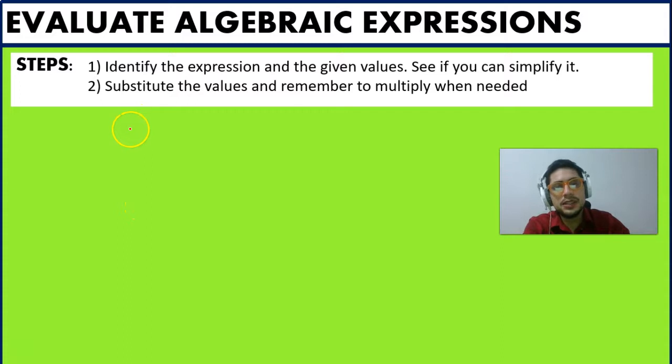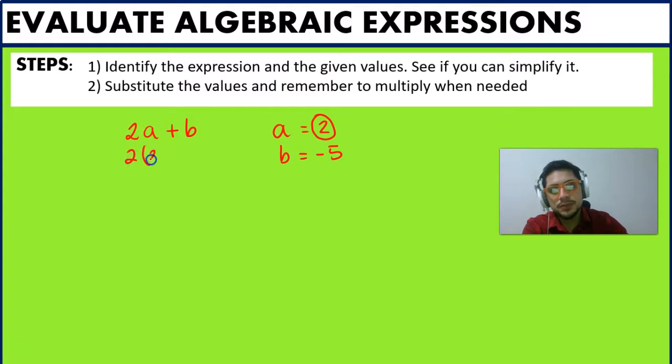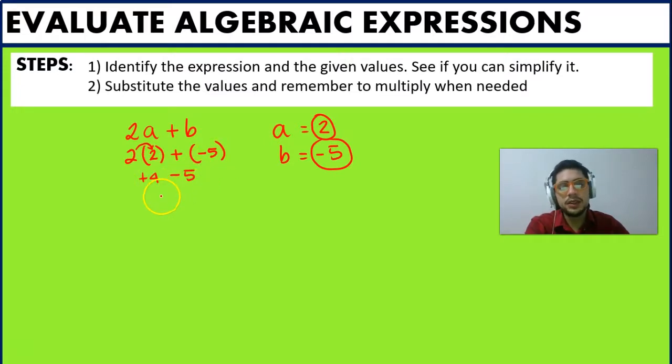So for example, if we're given an expression 2a plus b, and we're given that the value of a is equal to 2 and the value of b is equal to minus 5, we're gonna substitute the value of a wherever a is. So 2 and 2, and then we're gonna substitute the value of b, plus, and the value of b is minus 5. And then we would just solve. So in this case, it would be 2 times 2, which is plus 4, and then plus times minus is minus, and the 5. So it would mean 4 minus 5 is minus 1.